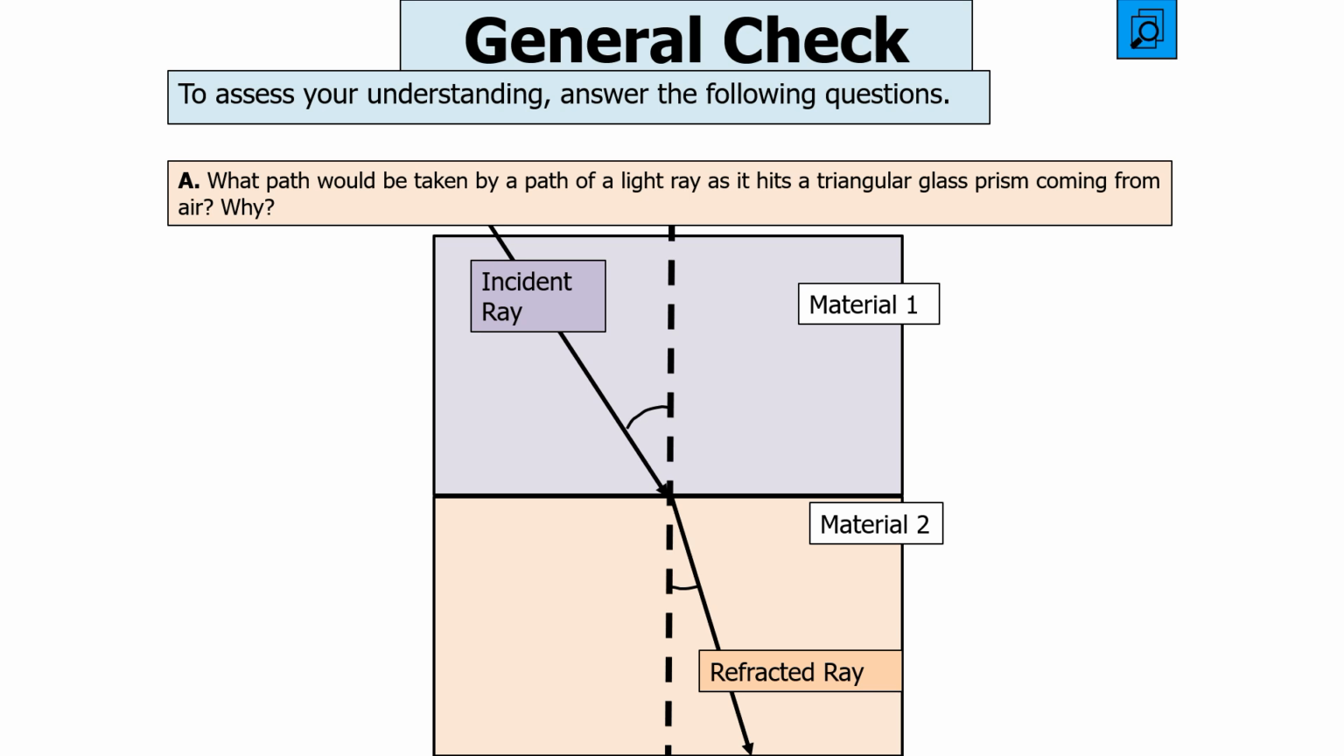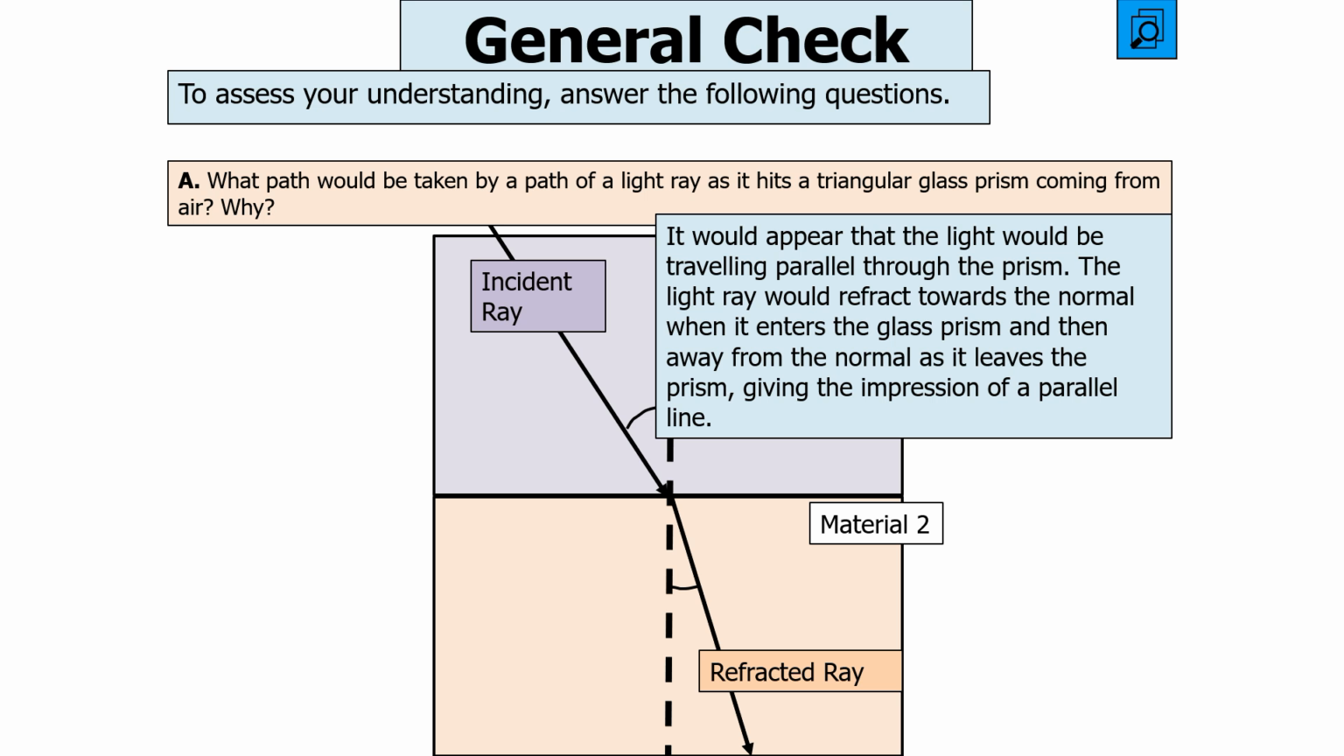answer. It would appear that the light would be travelling parallel through the prism. The light ray would refract towards the normal when it enters the glass prism and then away from the normal as it leaves the prism, giving an impression of a parallel line.